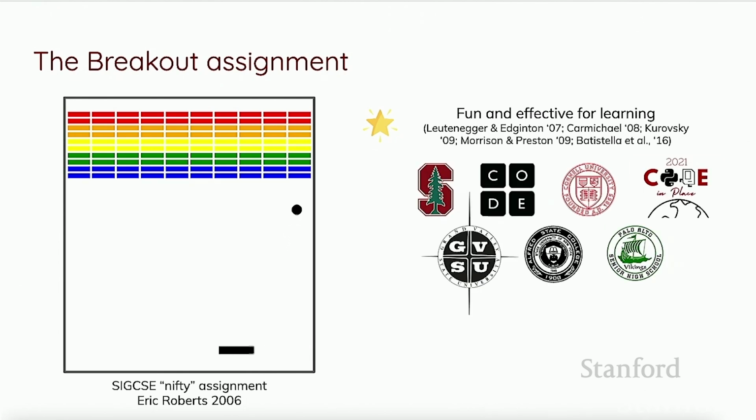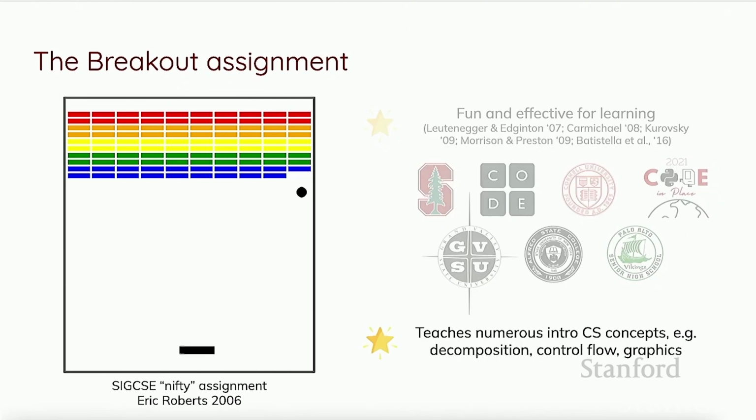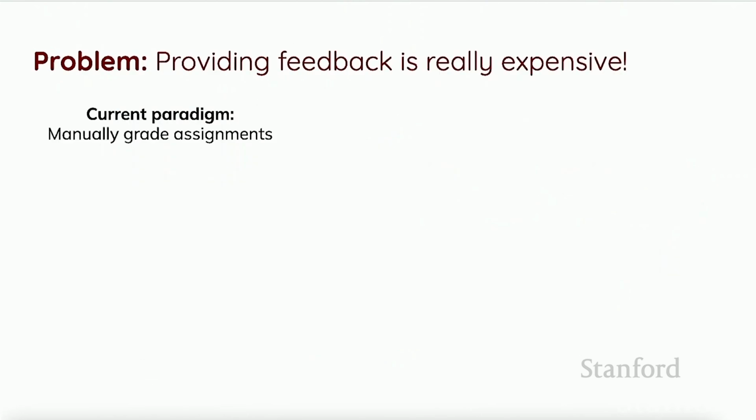And a lot of different people use these types of assignments. It's not just at Stanford, but many other places, including code.org and others, use this assignment to try to teach students about programming. Here's the problem. Even though it teaches lots of introductory computer science concepts, there's a challenge, which is if you want people to learn from writing this assignment, you need to be able to provide them with feedback. And providing feedback involves grading the assignments.